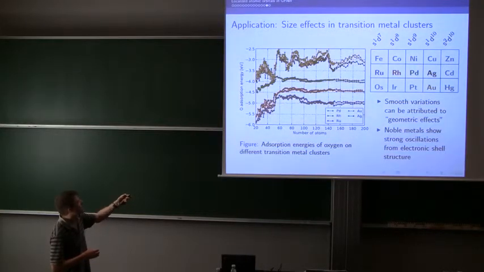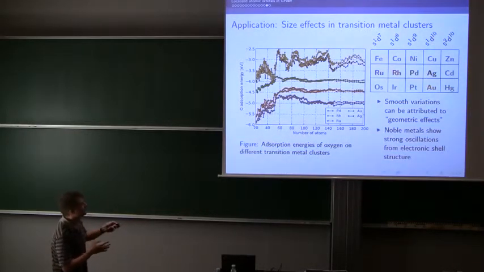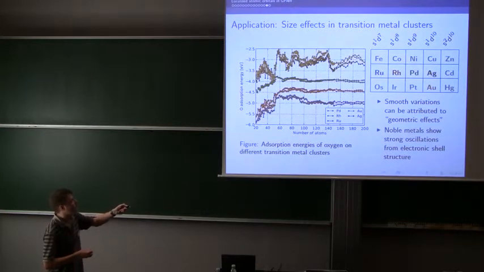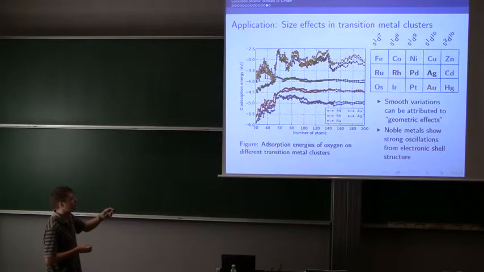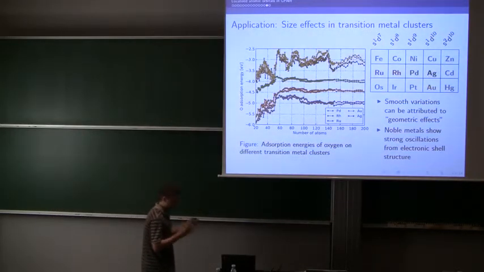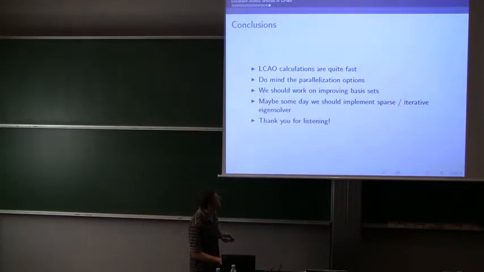The main conclusion of the study was that these clusters of noble metals have very strong oscillations in their reactivity that depend on certain electronic magic numbers, which come from a shell structure from the s electrons in the metals. Whereas those with a non-full d shell have a much smoother trend and are most likely determined by geometric effects. So this is seen very clearly with a sufficiently large amount of data. So sometimes quantity can beat quality.